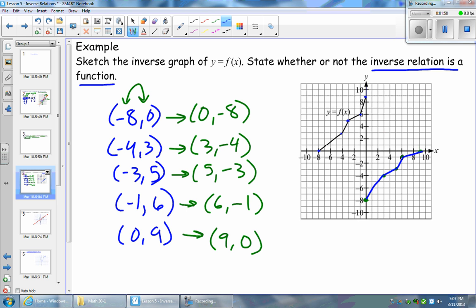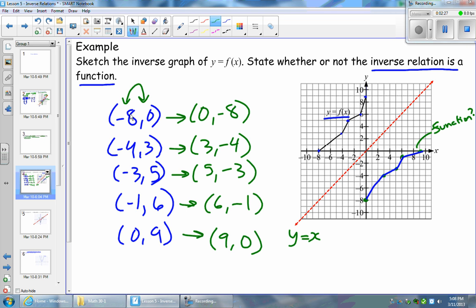All right, so it's a zigzag line, but it's not just a zigzag line, it's going to be the inverse relation of the given function, y is equal to f of x. And you know it's the inverse relation because it's a reflection in the line y is equal to x. All right, so the last thing we need to do is state whether or not this inverse relation right here is a function. Okay, so is it a function?